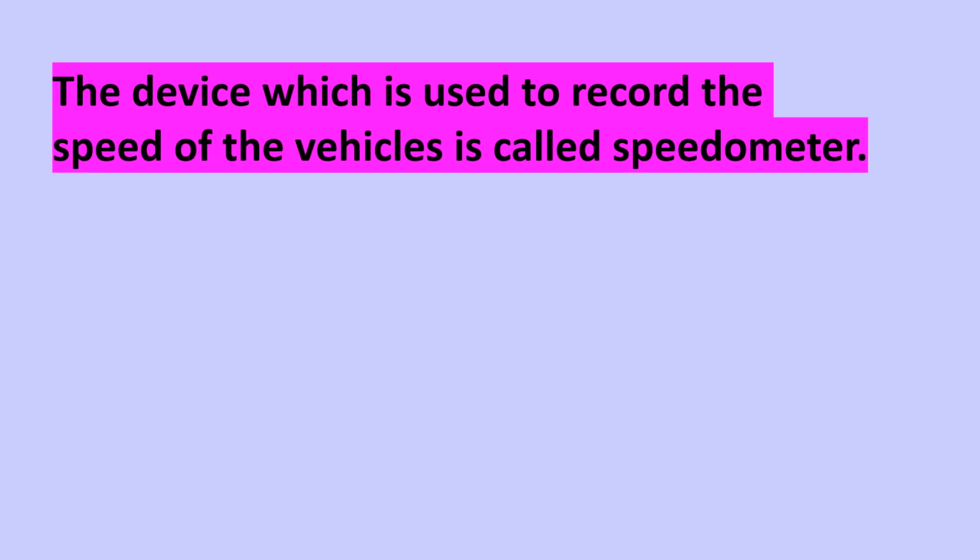The device which is used to record the speed of the vehicle is called speedometer. So the device which you can see in the vehicles like in the car or scooter or bike, all these devices are useful in recording the speed of the vehicle. Different types of vehicles you can see in your car also. It is called speedometer. It is used to record speed, so it is called speedometer.